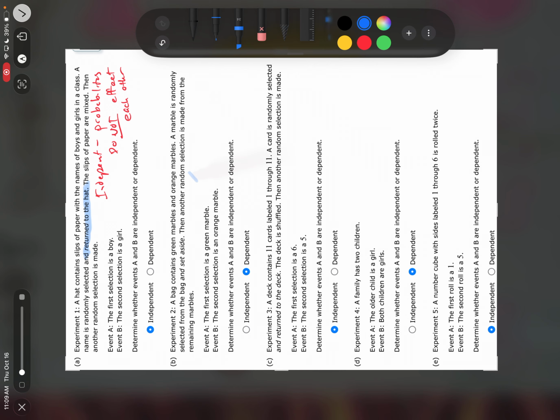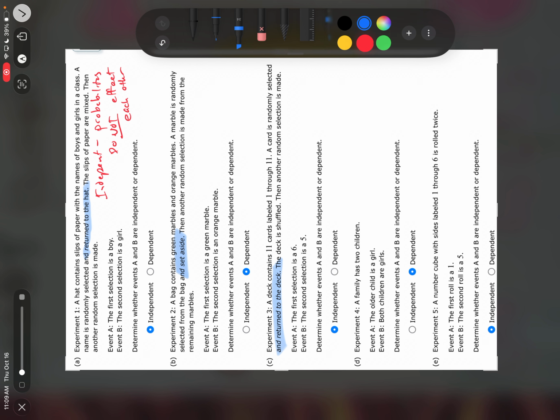A bag contains marbles and deep orange marbles. A marble is randomly selected and then set aside. So that is going to be dependent because I've changed the probability when I pick the second marble. Does that make sense? A deck of 11 cards labeled 1 through 11. A card is randomly selected and then returned to the deck. And then I pick again. So I replaced it back in. I do not change the probability because I did not take anything out.